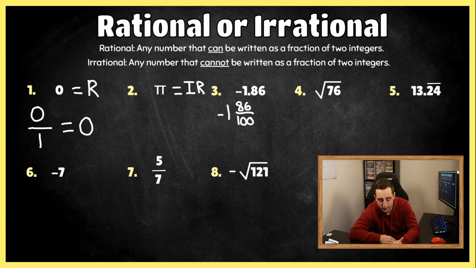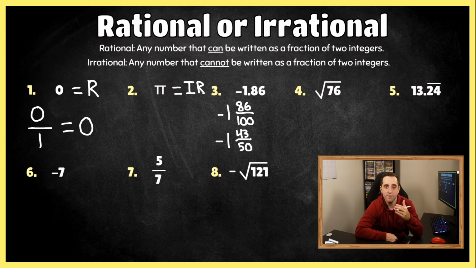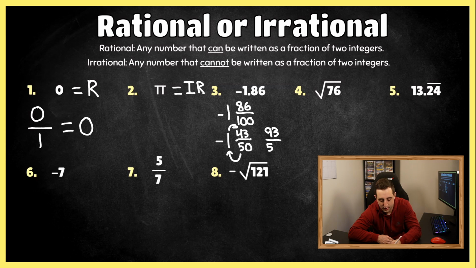We can simplify this a little bit. The numerator and denominator are both divisible by 2. So this would be -1 and 43/50. Now, if we technically want to meet the definition of rational, it would be a fraction of two integers. So I'm going to convert this now into an improper fraction. And you can do that by taking the denominator, which is 50, multiplying it by the number out front, and then adding the numerator. So 50 times 1 is 50, and then add 43. That's going to give us 93 in the numerator, 50 in the denominator, and a negative sign still out front. So this would be considered a rational number.